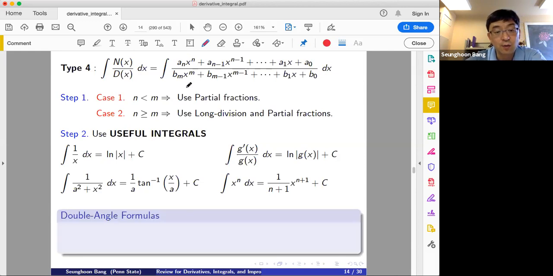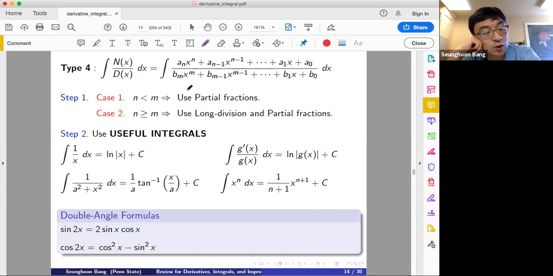Sometimes the double angle formula is very useful. Sine 2x is 2 sine x cosine x. Cosine 2x is cosine squared minus sine squared, which is the same as 2 cosine squared of x minus 1, which is the same as 1 minus 2 sine squared of x.